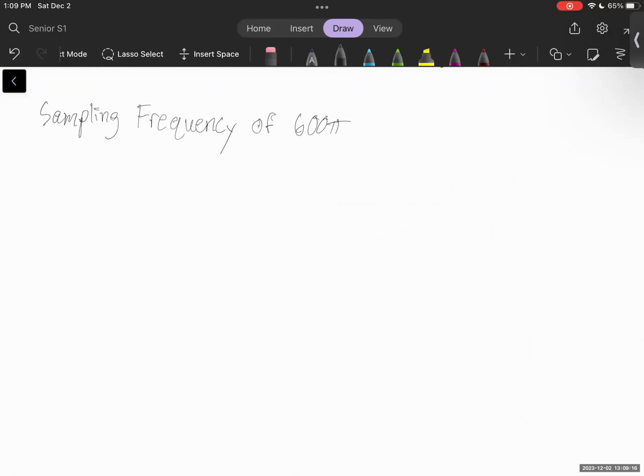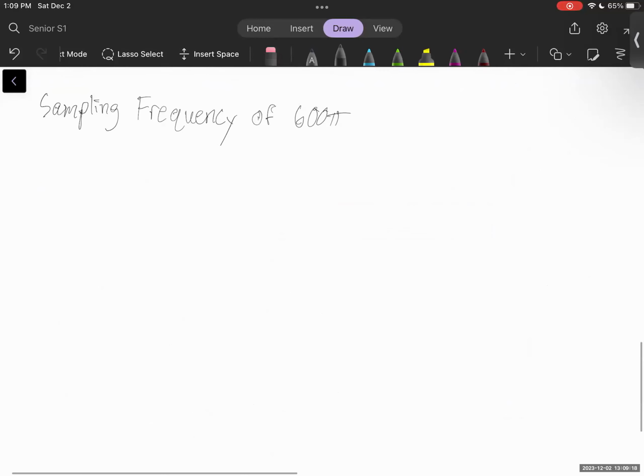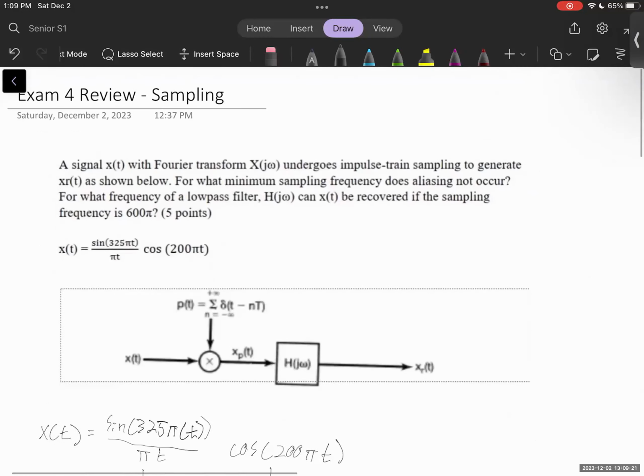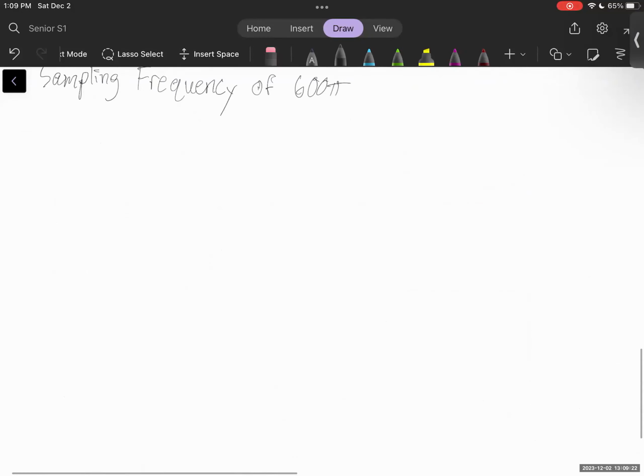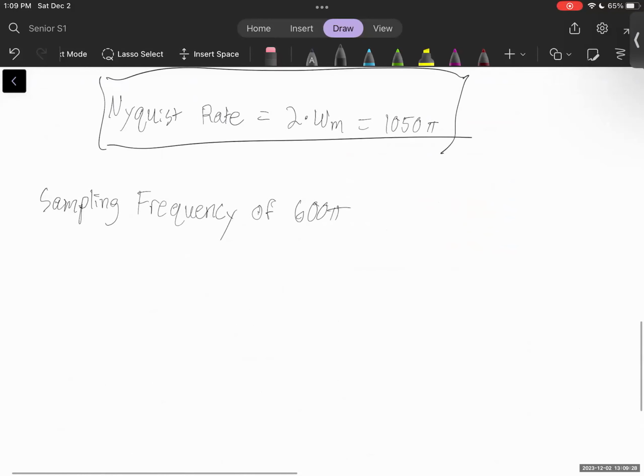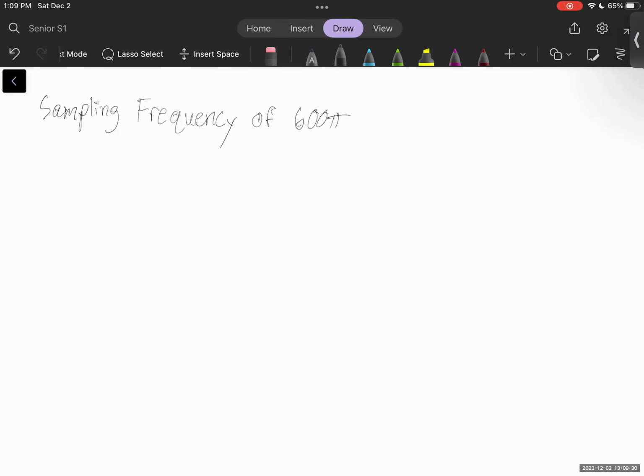another way you can approach this is with graphing. Based on our sampling frequency, and we know we're using impulse train sampling in this case, we're going to have our P of j omega. It's just going to be impulse functions that are spaced by 600 pi.